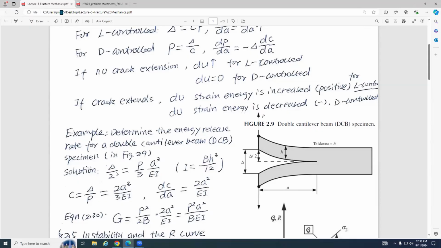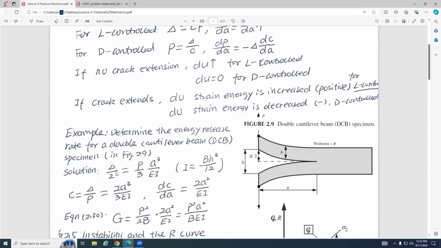Now what we want to know is the deflection delta. The delta is the same as here. Generally speaking, this is the displacement. You can see C is the compliance, and delta divided by P equals this. Then I take the derivative. The load does not change. It is load control. And then I have dC/dA, the derivative with respect to A.